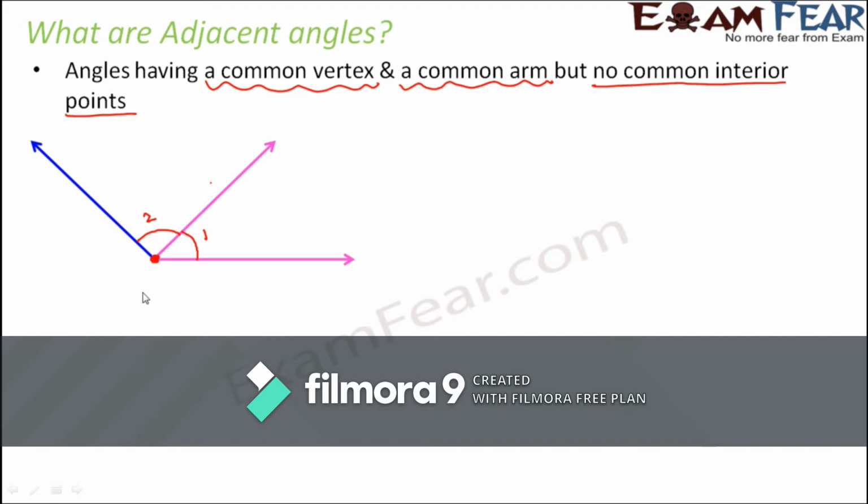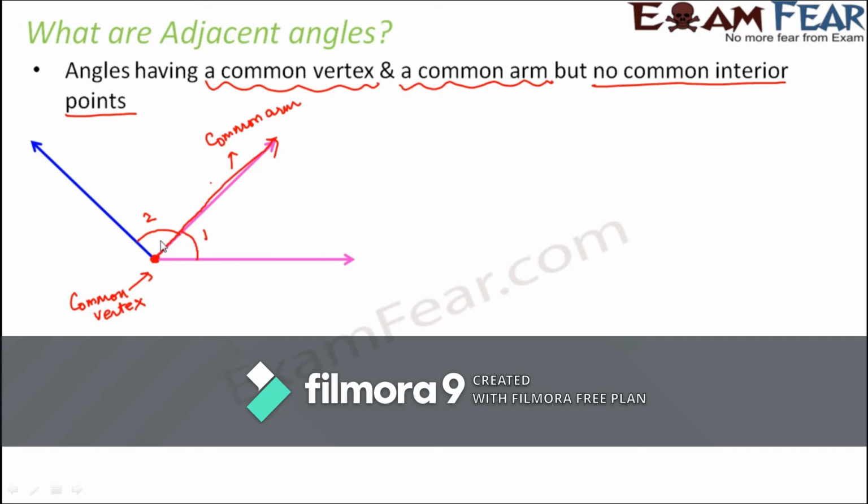So, that common vertex is this. This is the common vertex that they share. Do you think that they share a common arm? Yes, this is the common arm that they share. So this one is the common arm. So this proves that they are located next to each other.